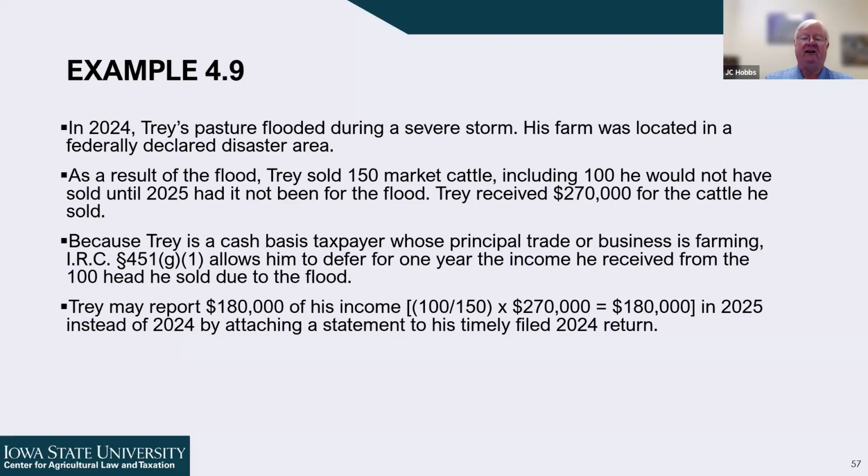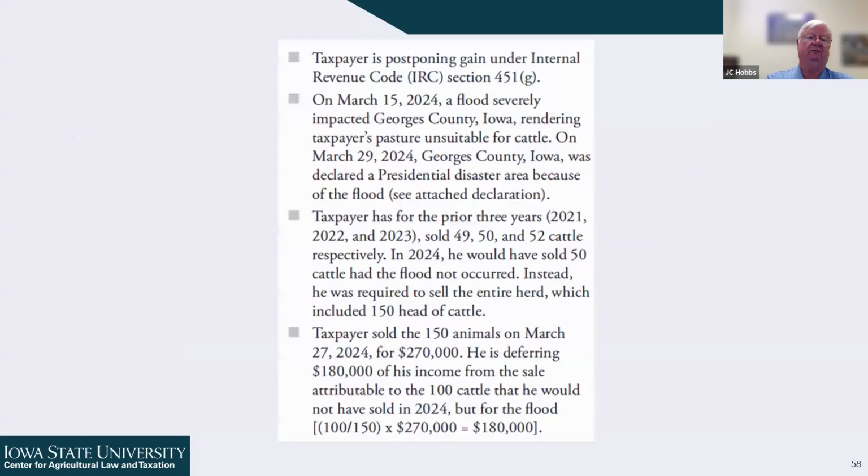So we do a calculation: there's 250 total sold, and 100 would be allowed to be deferred. The regular 150 would show up in the year that they would have been sold. He reports $180,000 of gain of his income in 2025 instead of 2024. That's 100 head divided by the 150 total. He attaches a statement to his tax return showing all the calculations.